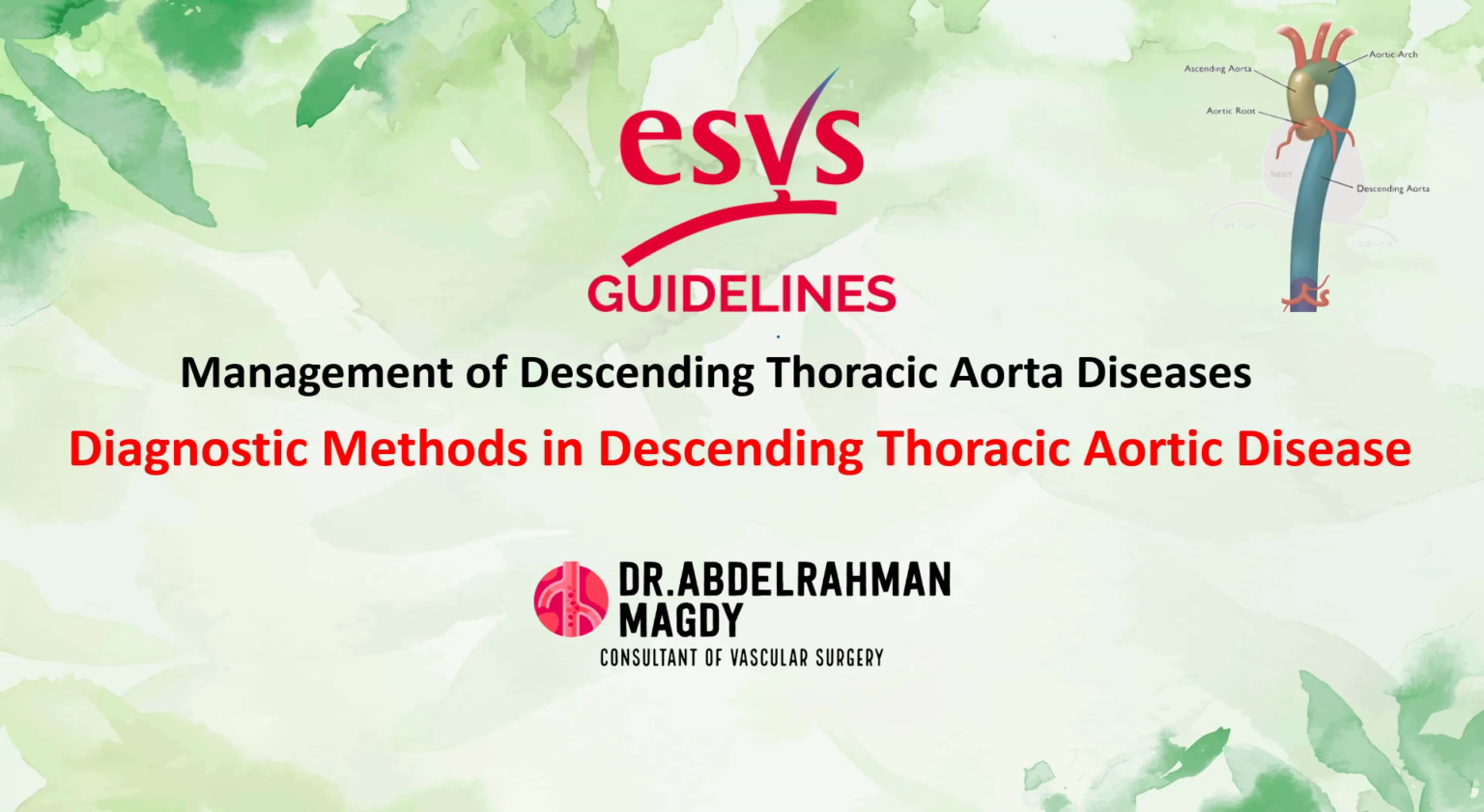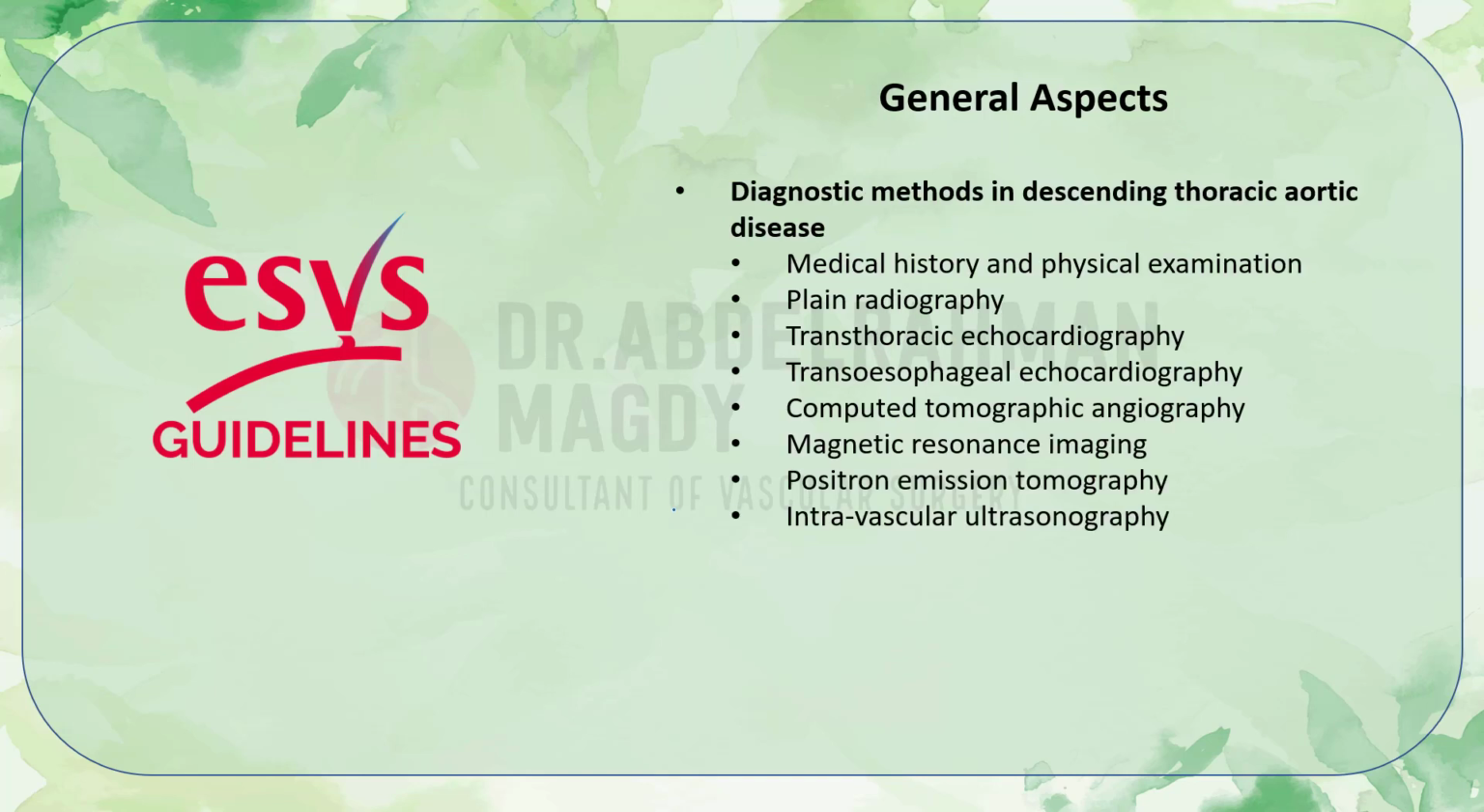We continue with the European Society of Vascular Surgery Guidelines for the Management of Descending Thoracic Aorta Disease, and today we'll talk about diagnostic methods in descending thoracic aortic disease. In diagnostic methods, we'll discuss medical history and physical examination, plain radiography, transthoracic echocardiography, transesophageal echocardiography, CT angiography, magnetic resonance angiography, PET scan, and intravascular ultrasonography.